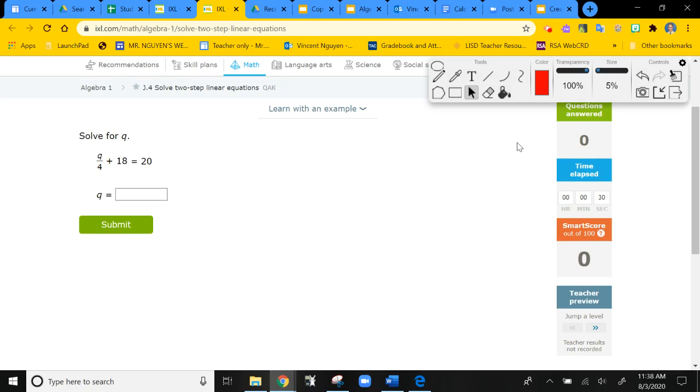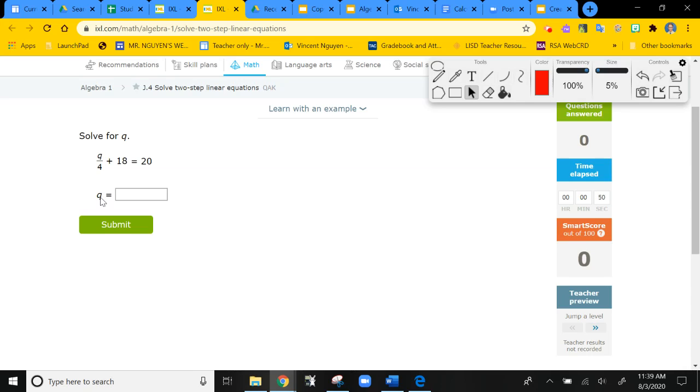Today, I am going to walk you through how to solve some equations. The first one we're going to do is solving two-step equations, which means it's going to take two inverse operations to isolate the variable. So for this example, we're going to solve for Q.